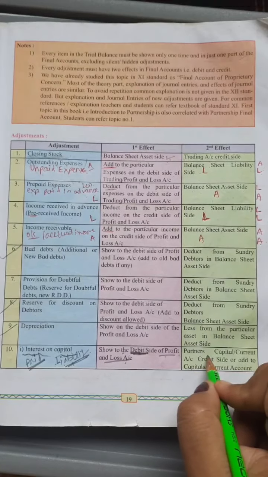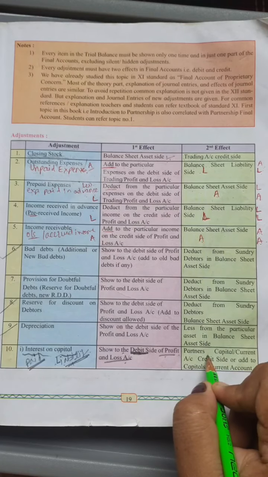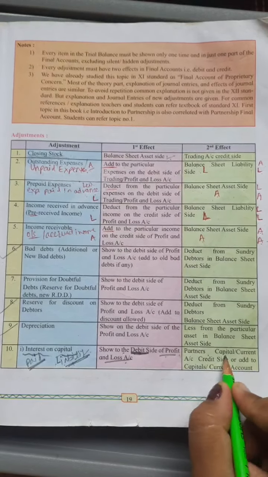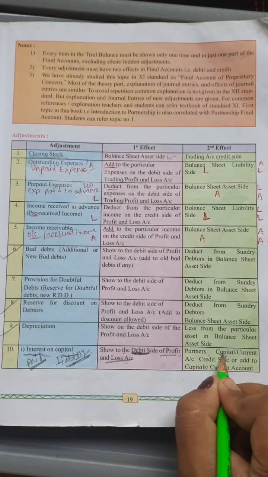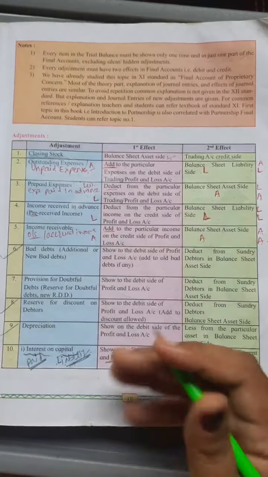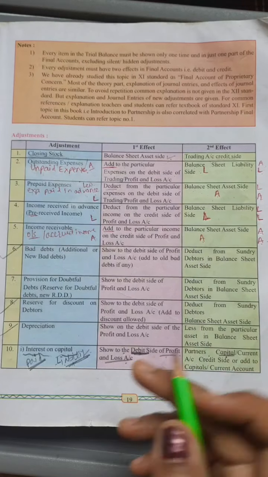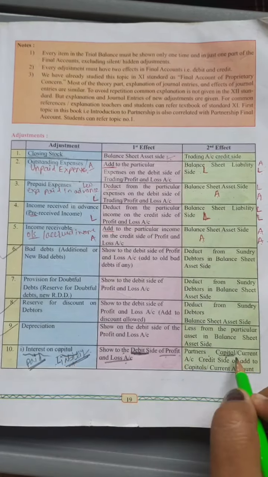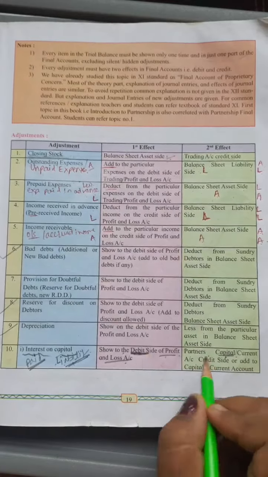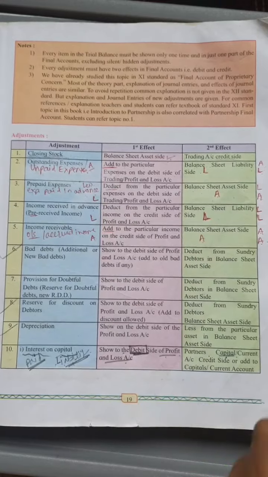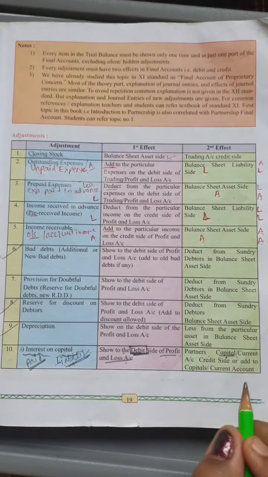And the second effect: the partners' capital account is separately opened. A transaction or item that increases the amount of capital is always recorded on the credit side of capital. So when interest on capital is paid by the business, that interest is received by the partners, and that transaction increases the total amount of capital. Always remember, if one effect is recorded on the debit side, another effect is compulsorily recorded on the credit side.